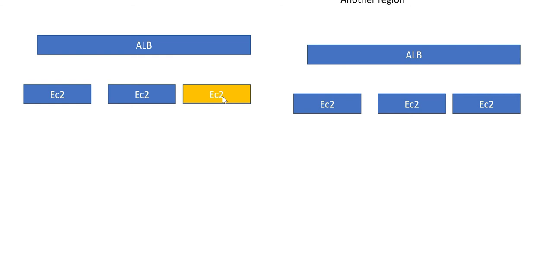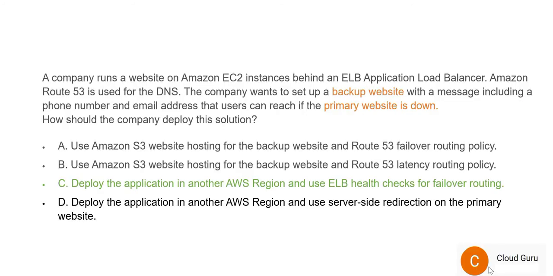This is not failover. Failover is when this entire stuff is screwed up, and you have to go to an alternate mechanism. This EC2 going down and ALB routing to these two instances is not failover, and this is not a backup that the question is talking about. So we will rule out C.